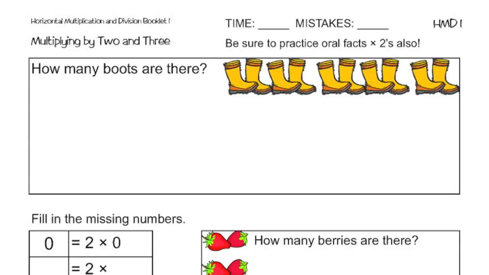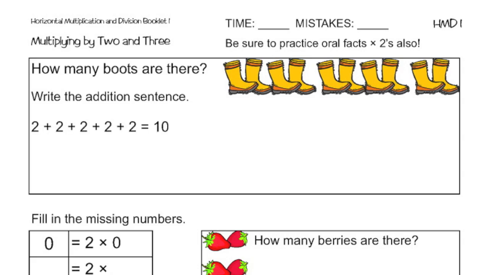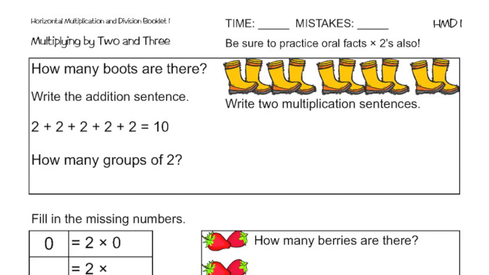Moving on to page number 5, I want to go ahead and count how many boots there are. So I want to add by 2. I'm going to write an addition sentence, and I see there's 2 plus 2 plus 2 plus 2 plus 2. That's going to equal a total of 10. Now, how many groups of 2 do I have? There are 5 groups. So basically, there's 5 sets of boots.